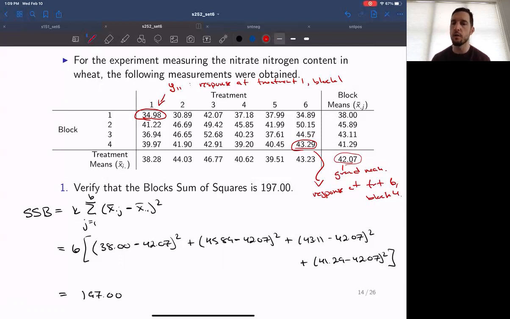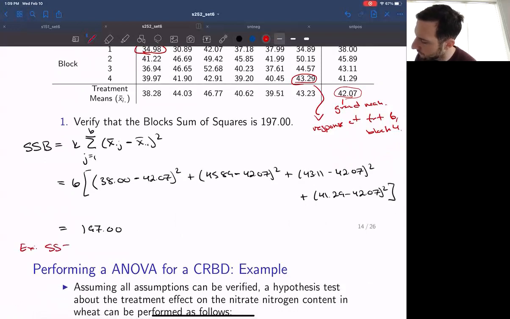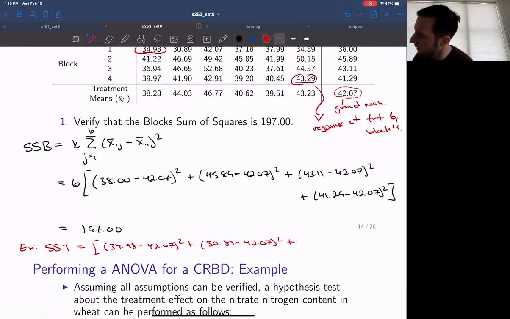So for SST, we would actually have 24 different contributions to the calculation. Okay, so for example, SST would be the sum of 34.98 minus 42.07 squared plus 30.89 minus 42.07 squared plus all the way through to 43.29 minus 42.07 squared, right? And then you just add all of these together. Pretty painful, but that's how it would be done.